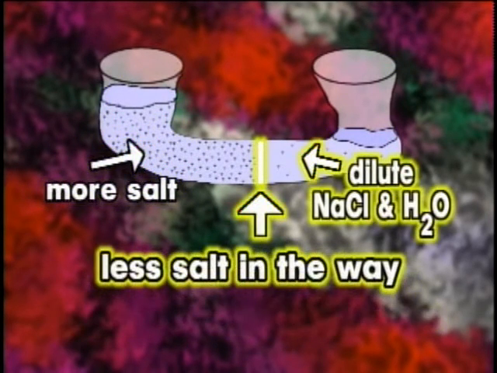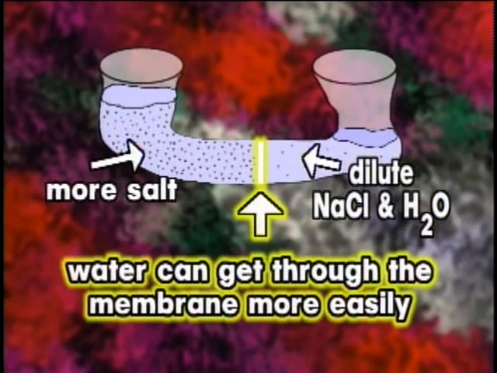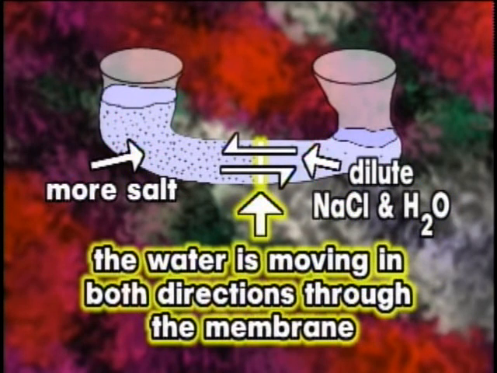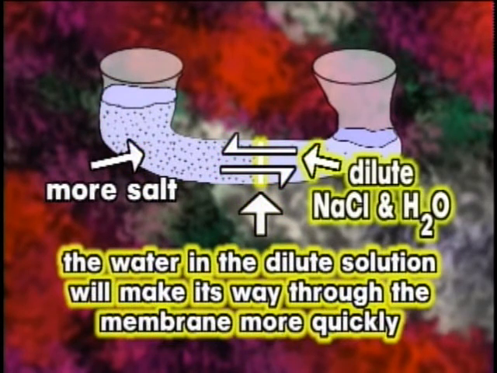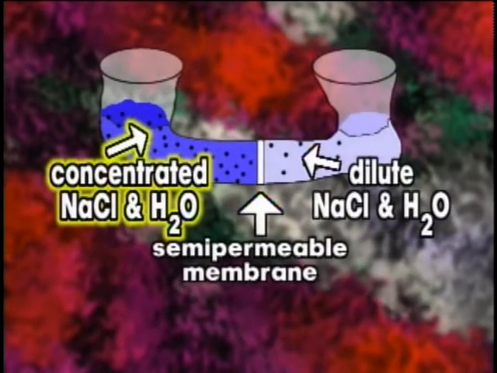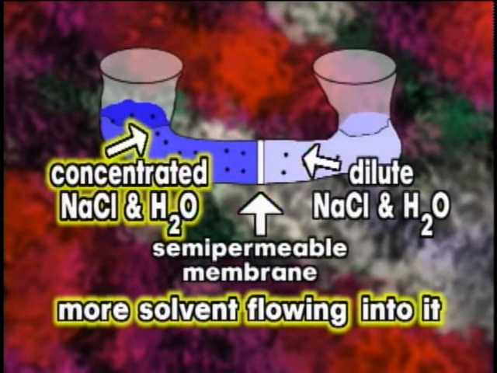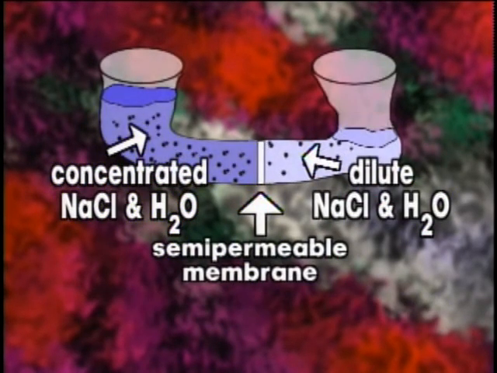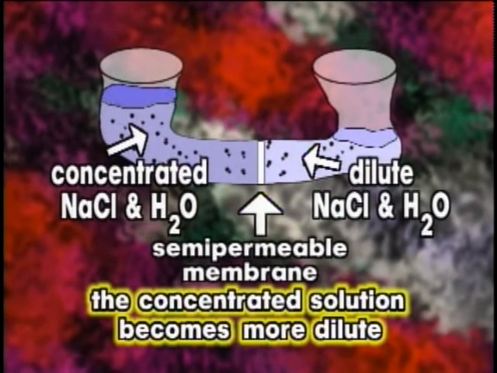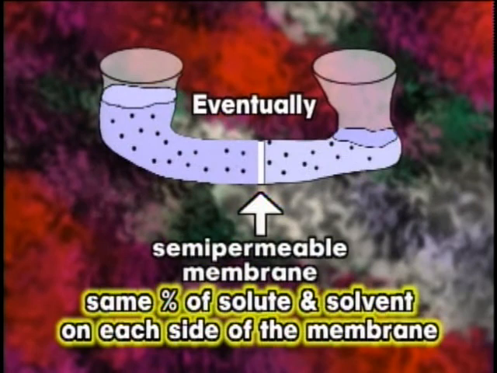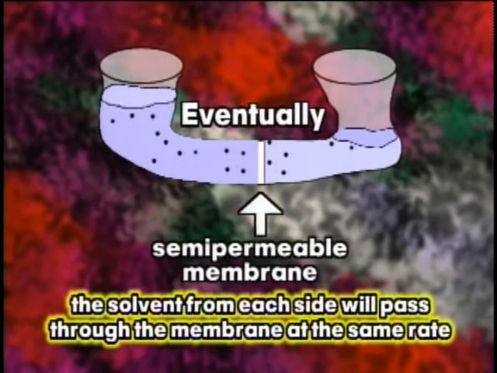The dilute solution has less salt in the way, and water can get through the membrane more easily. So it does. Although the solvent, which is the water, is moving in both directions through the membrane, the water in the dilute solution will make its way through the membrane more quickly than the water in the concentrated solution. So the concentrated solution is going to have more solvent flowing into it than the dilute solution will. As the solvent flows into the concentrated solution, it becomes more dilute. Eventually, there will be the same percentage of solute and solvent on each side of the membrane, and the solvent from each side will pass through the membrane at the same rate.